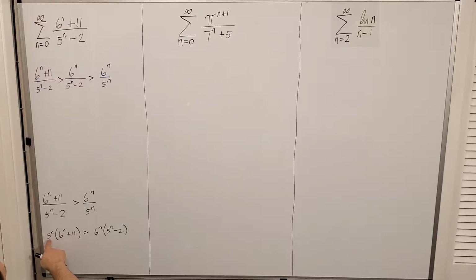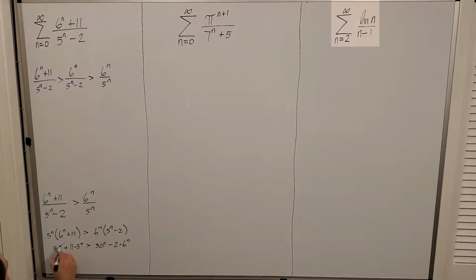Okay, so basically that's the same result as what people like to call cross multiplying. And you're okay to do that here because everything here is guaranteed positive. It's not going to switch the direction of my inequality or anything like that. Do my distributive properties here, and I have 30 to the n plus 11 times 5 to the n is greater than 30 to the n minus 2 times 6 to the n.